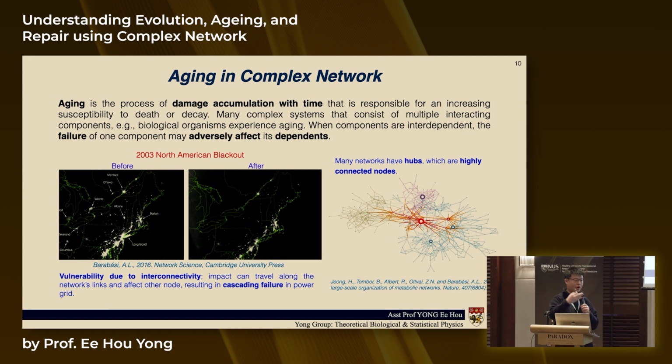So the question is, if one or two cells fail, it's fine, right? But if you have a cascade of failures, then that organ will fail, right? So you can see that these kinds of concepts can be applied and studied using the framework of complex networks.